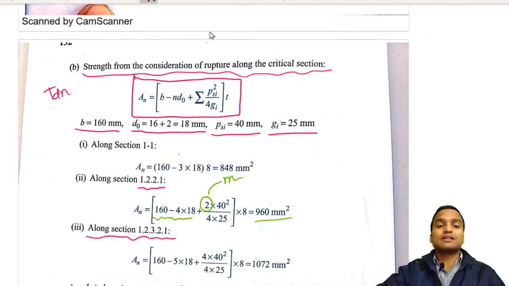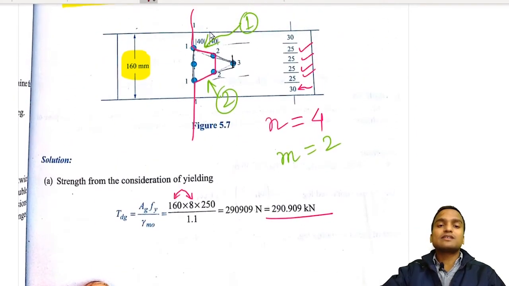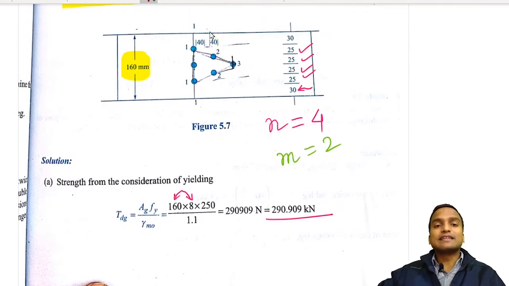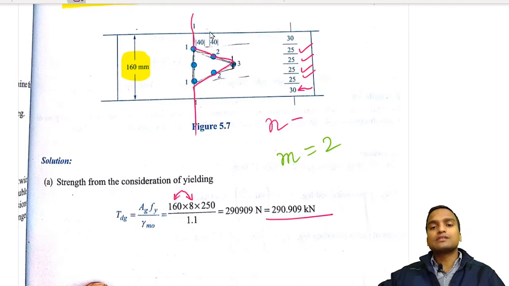Alright. Now the final critical section that we are considering is along the section 1, 2, 3, 2, 1. This is a very interesting critical section, so just have a look at it. In this case my critical section is 1, 2, 3, 2, 1 and here the crack occurs. Now in this case the values of n and m will be different. How many bolts is the crack encountering? If you count, 1, 2, 3, 4, 5.